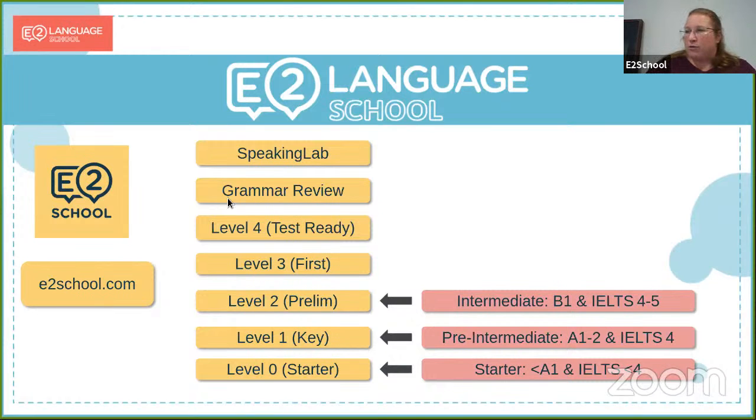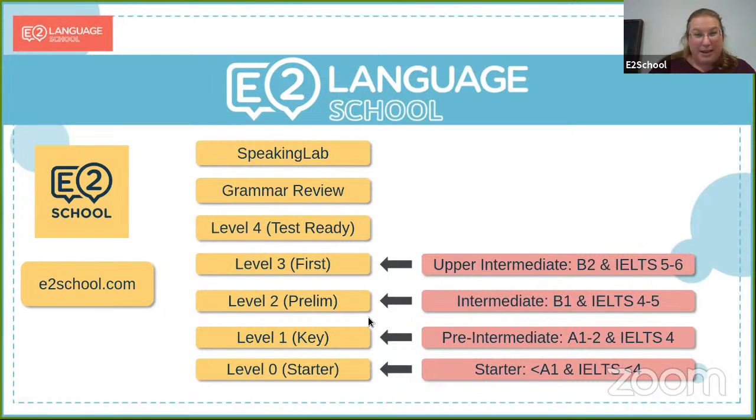Now, for level 3, we are looking at an upper intermediate student. So we're looking at a B2 or an IELTS of 5 to 6. Now, level 3 is the first level where we don't have a whole grammar section. We do need you to be using the Grammar Review so you can review the grammar as an extra. But level 3 is focusing on the vocabulary that is often the problem at this level.